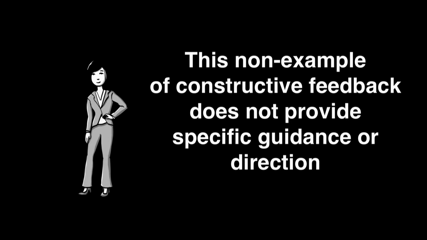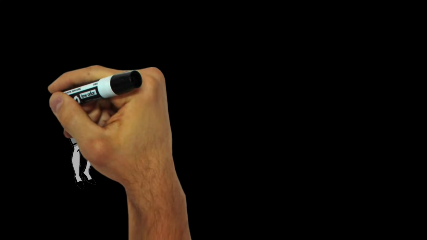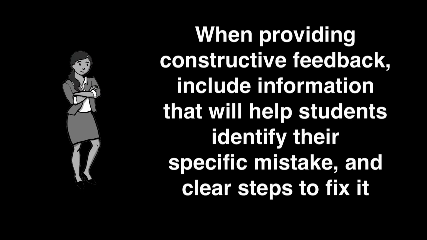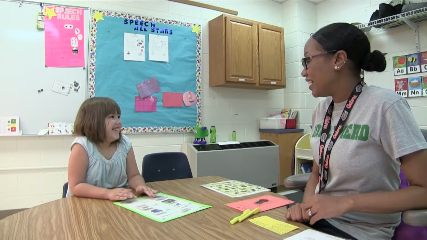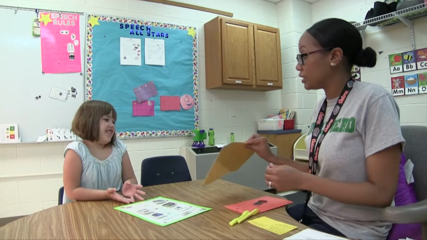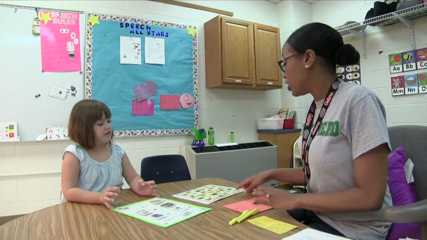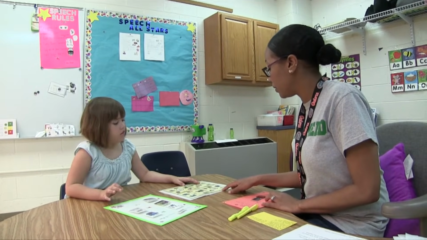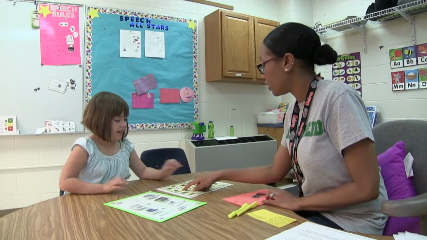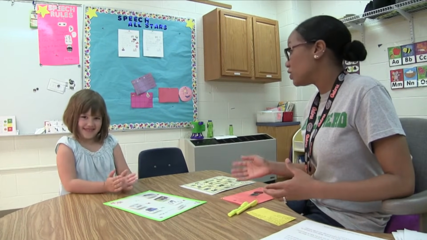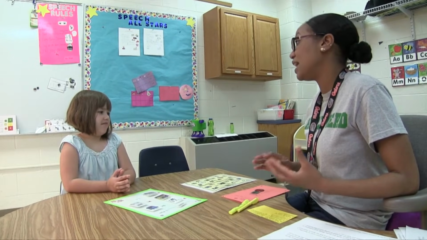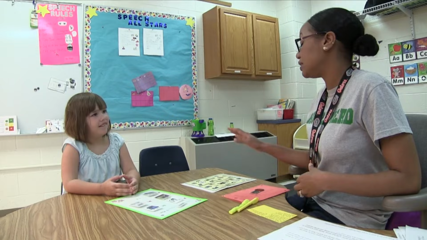This kind of feedback does not provide any specific guidance or direction, leaving students with just as many, if not more, questions than when they started. In sum, when providing constructive feedback to students, teachers should include information that will help the students identify their specific mistake and next steps to fix it. In this intensive one-on-one mathematics lesson, Mrs. Khan is helping her student learn how to solve a subtraction word problem. Note how she is providing constructive feedback by never directly providing answers, but carefully follows the cues of the student to determine what steps she should review and when to utilize additional scaffolds.